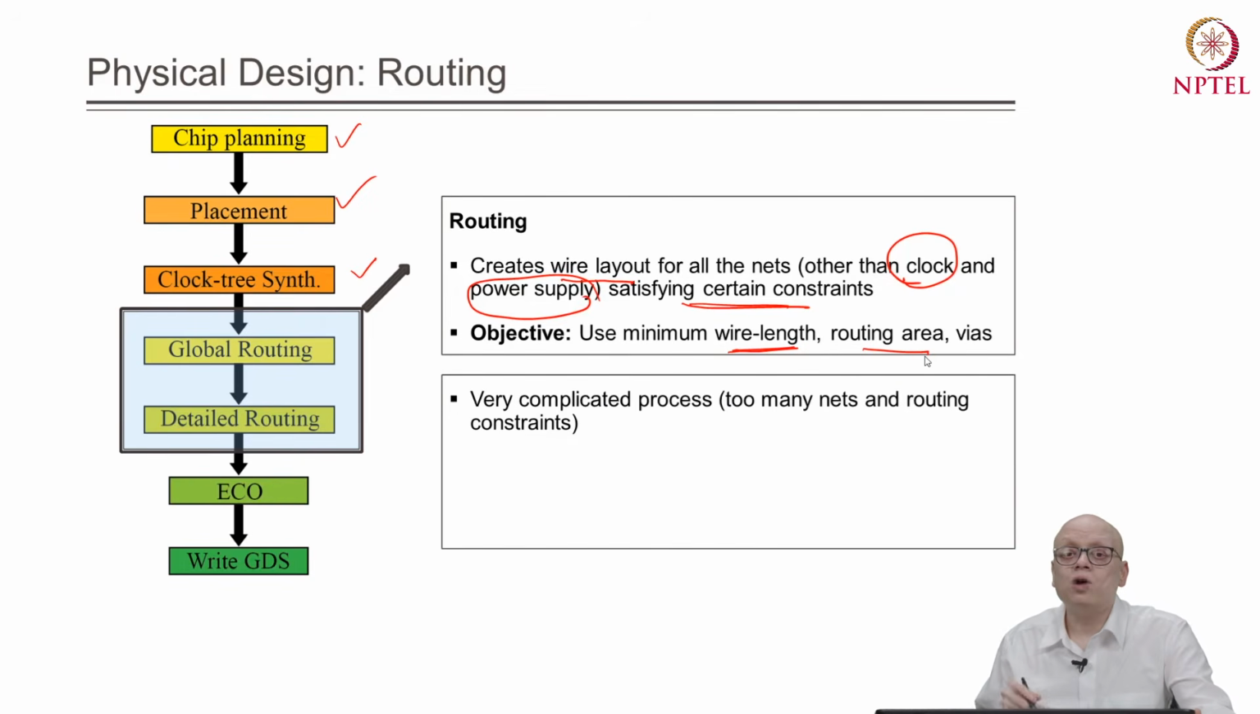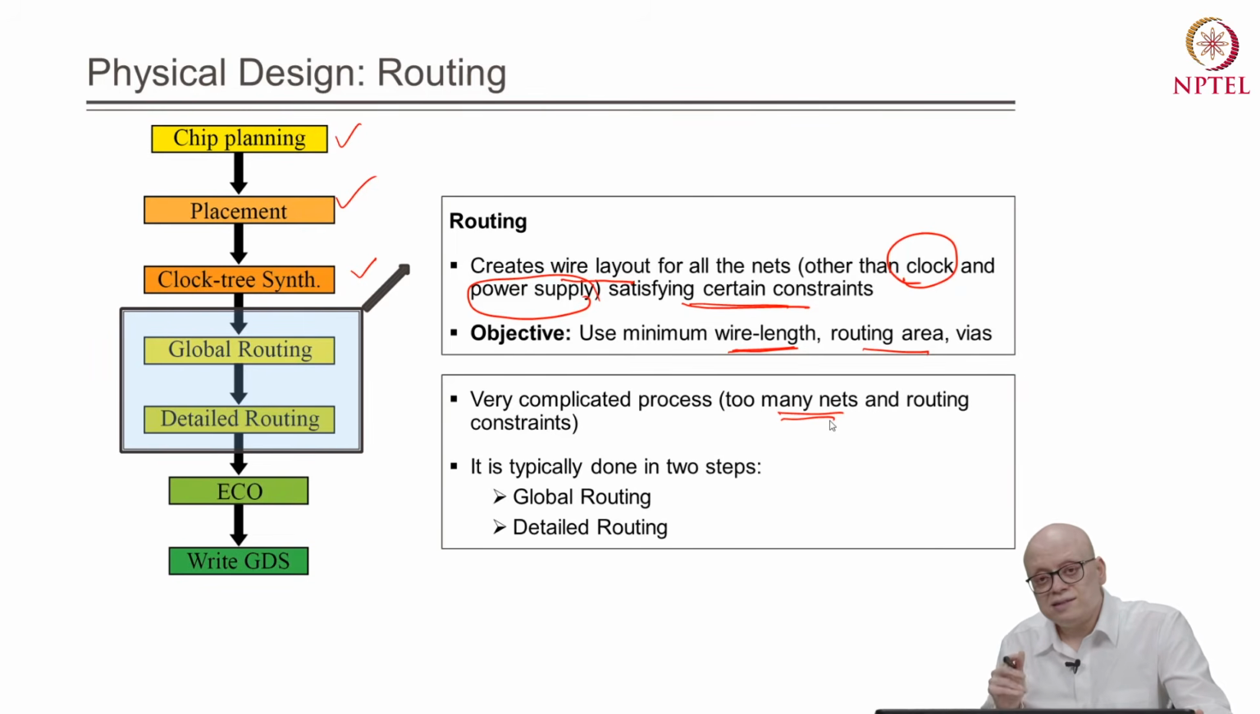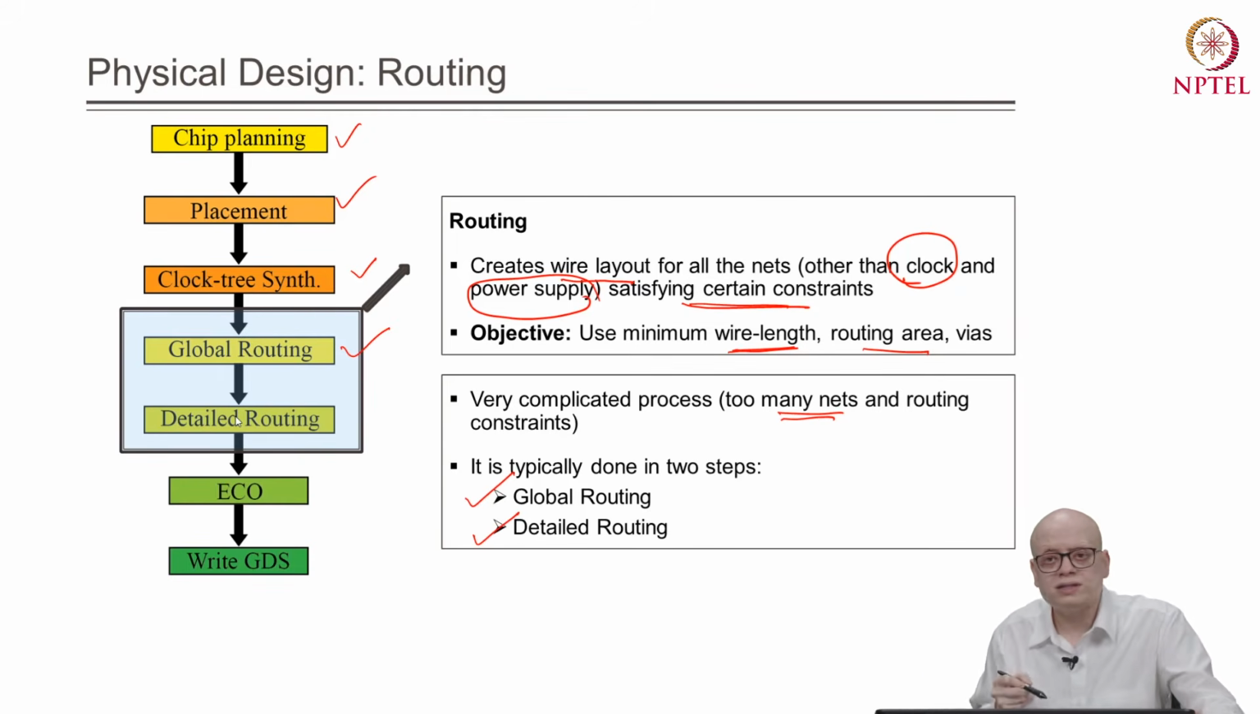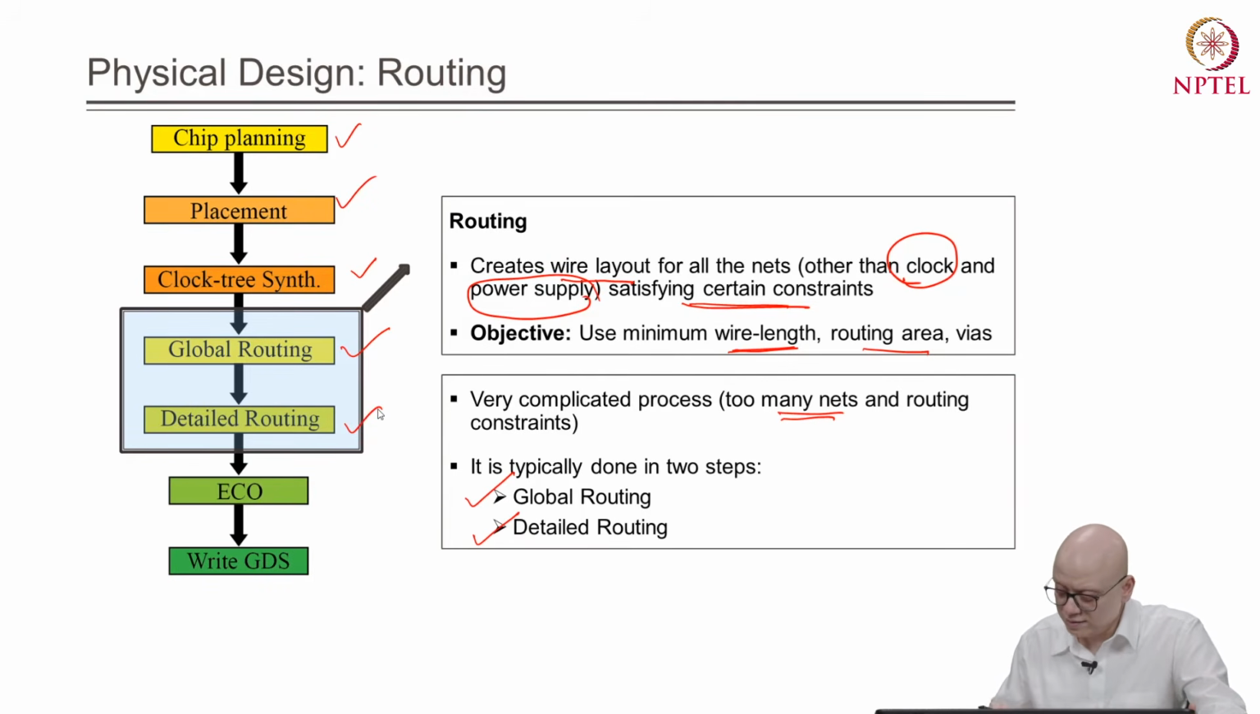Now, routing is a very complicated task. Why is it complicated? Because there are too many nets that need to be handled by the routing tool, and it takes a lot of runtime, maybe hours or even days, to complete routing for a complicated chip. So, since this is a very complicated step, we decompose this routing step into two steps: the global routing step and the detailed routing step. Let us look into each of them, what global routing is and detailed routing.